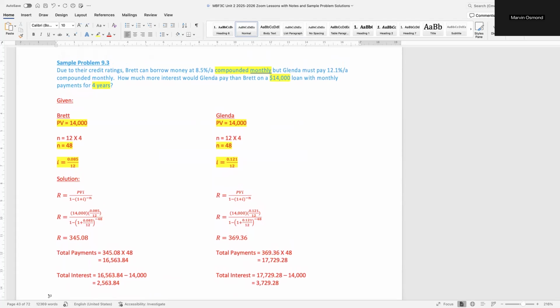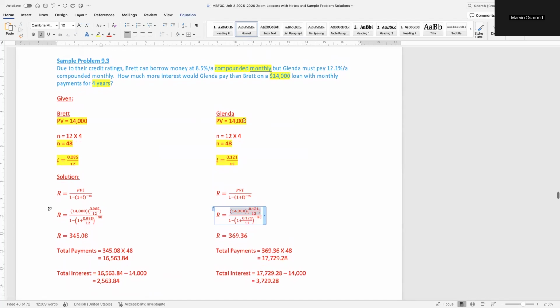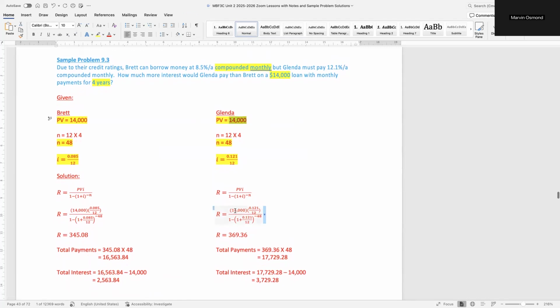So now let's do Glenda. So same thing. There's the formula. Due to substitution, the present value is up here of 14,000. So that's where that 14,000 comes from. I is right here, 0.121 divided by 12. There's my I value right here, 0.121 divided by 12. Divided by 1 minus 1 plus I is right there again, 0.121 divided by 12 to the power of negative n is 48.